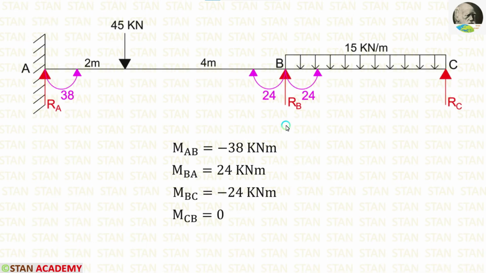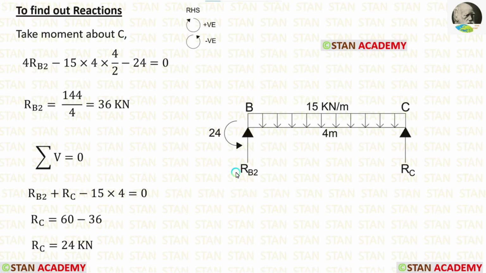Now, let us take the span BC and find out the reactions. In the span BC, we have only one moment, MBC, which is acting in the anticlockwise direction. In this span, first I am going to calculate RB2. For that, I am going to take moment about C. In this case, I am moving towards the right hand side.